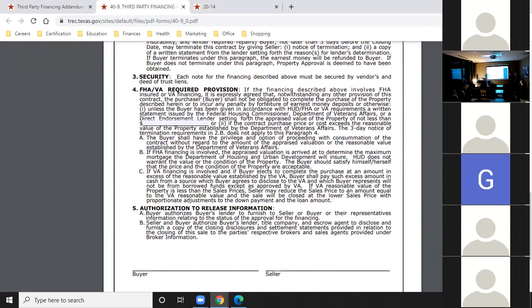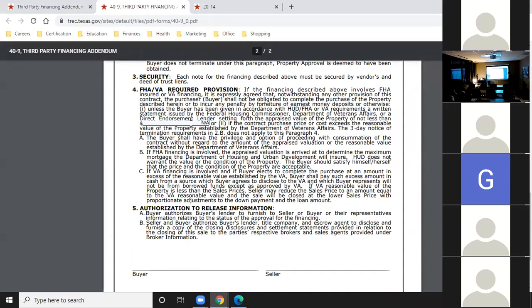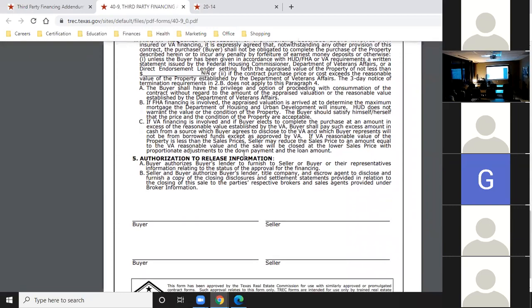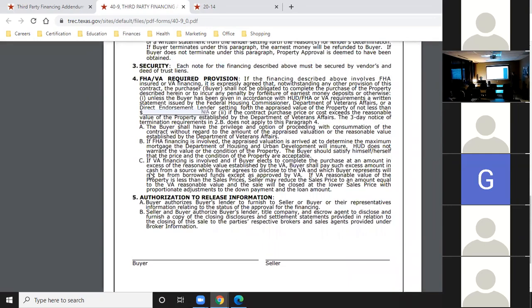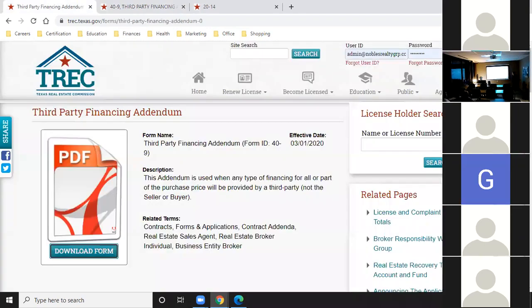You're right. Sorry. Okay. All right, FHA and VA required provisions. Do we have any of those in the contract or in the scenario that we were given? No? Linda said no. It'll go NA. Y'all agree? Yes, ma'am. Right, and then just sign here. And that form is completed once it's signed.